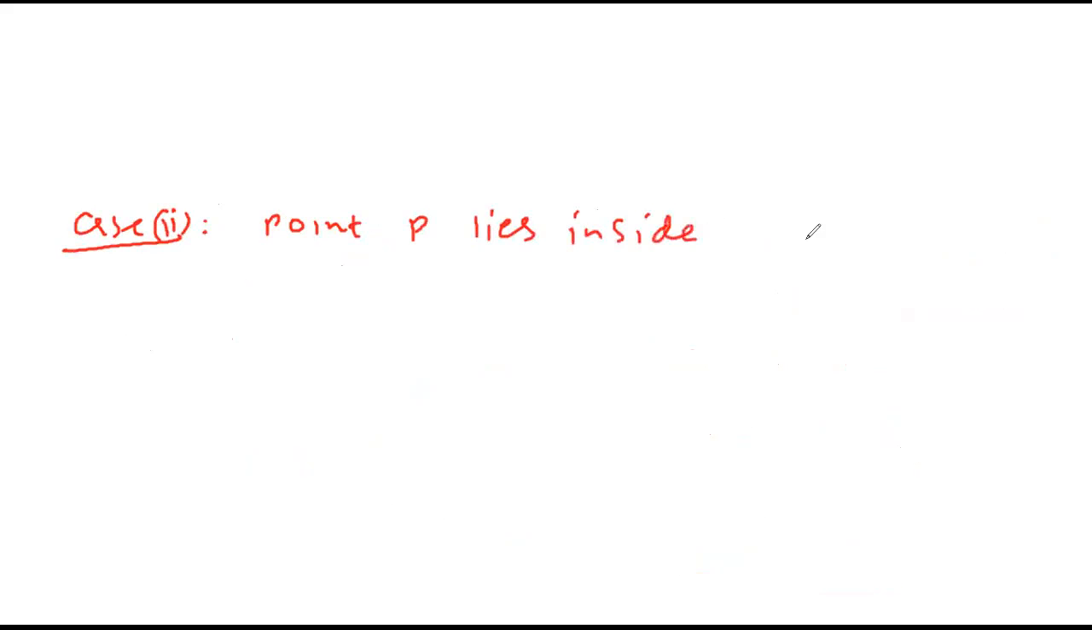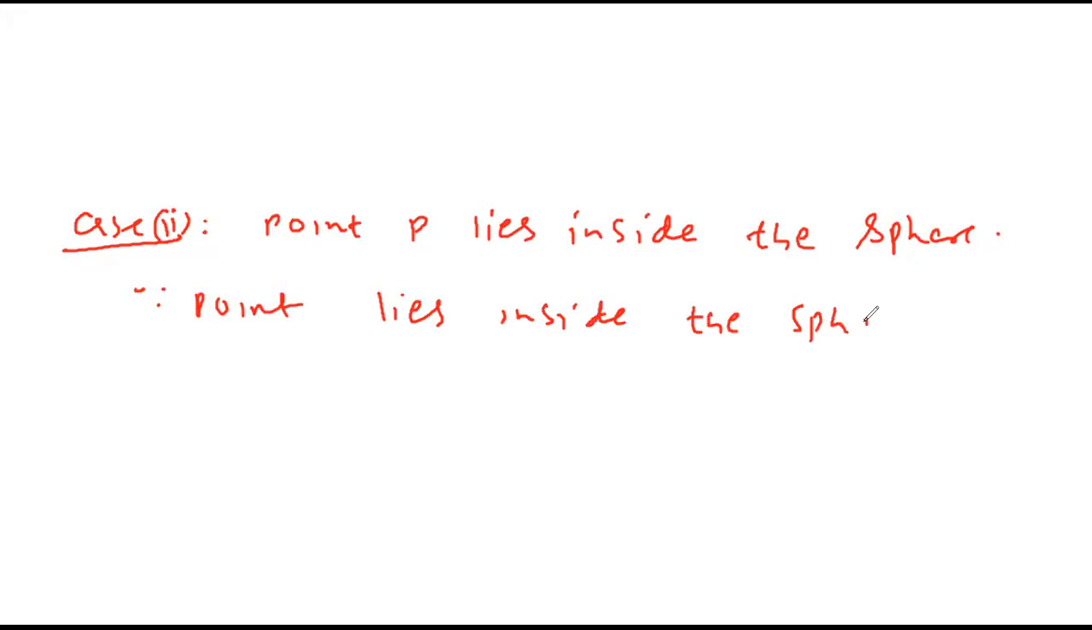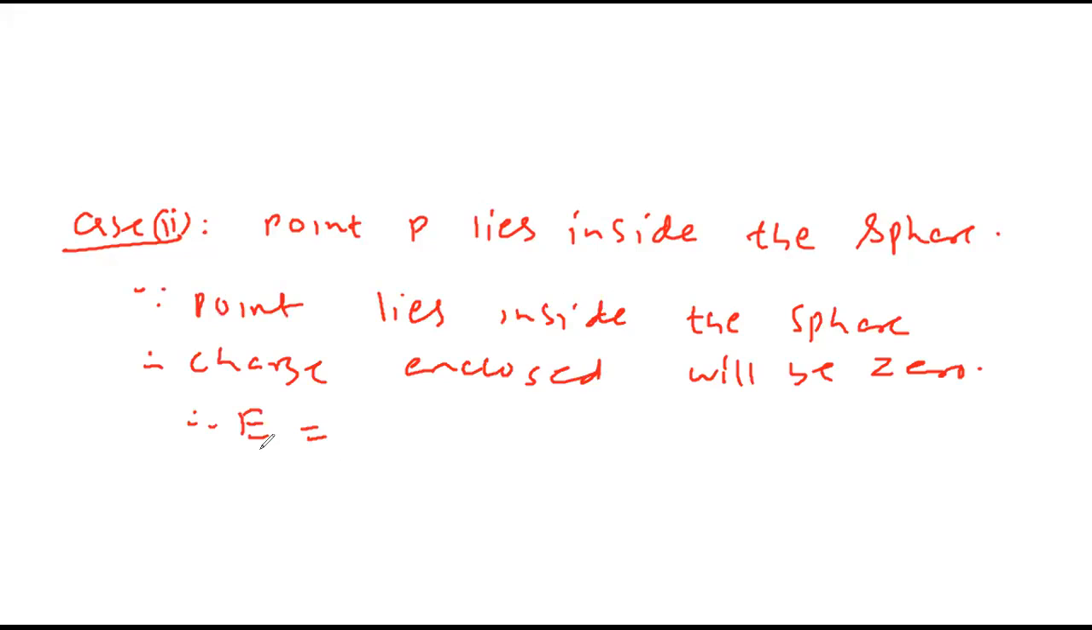Case 2. Point P lies inside the sphere. Since the point lies inside the sphere, therefore the charge enclosed will be zero. Therefore, E will be zero. Because charge is zero, sigma is zero. That means E equals zero. Case 2: point P lies inside the sphere. Therefore, since the point lies inside, charge enclosed will be zero. Therefore, E is zero.